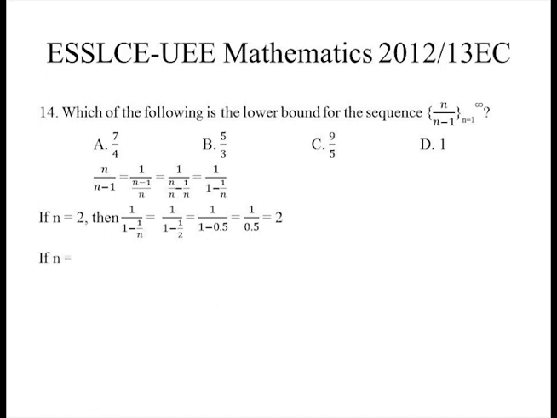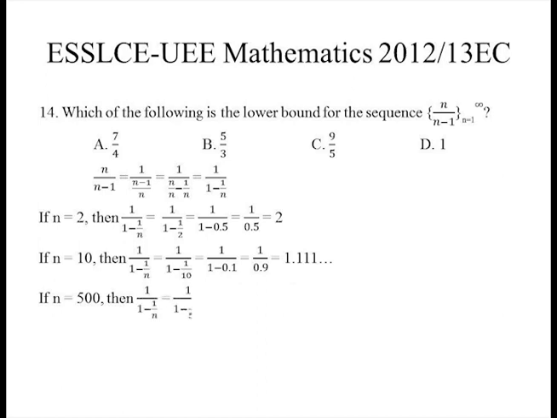If n is equal to 10, then 1 over (1 minus 1 over n) is equal to 1 over (1 minus 1 over 10). 1 over 10 means 0.1. 1 minus 0.1 is 0.9. 1 divided by 0.9 is 1.111. If n is equal to 500, then 1 over (1 minus 1 over 500). 1 over 500 means 0.002. 1 minus 0.002 is equal to 0.998. 1 divided by 0.998 is about 1.002. 2 is the greatest term of the sequence.